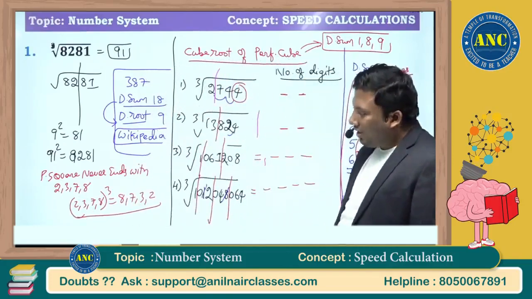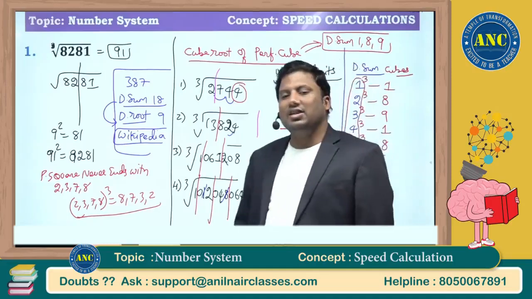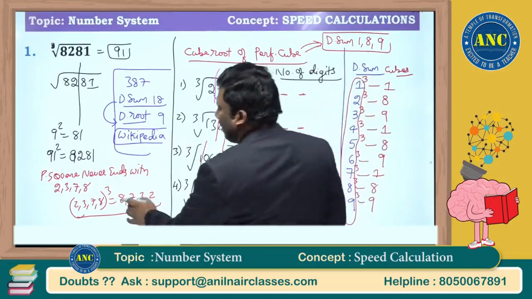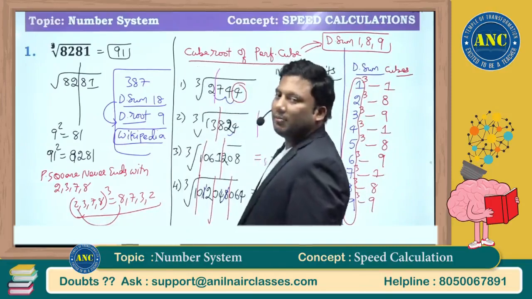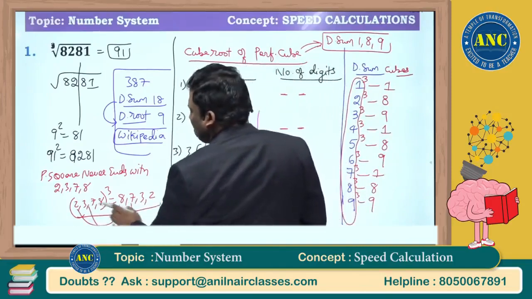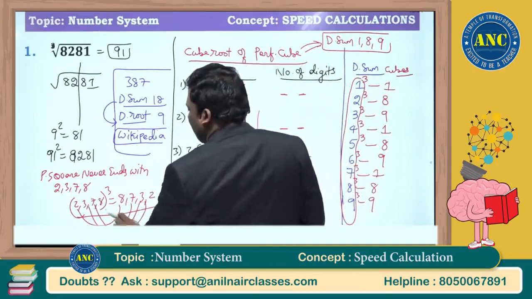2 cube is 8. 3 cube is 27. 7 cube is 343. This is the tens complement of the number. 10 minus 2 is 8. 10 minus 3 is 7. 10 minus 7 is 3. 10 minus 8 is 2.